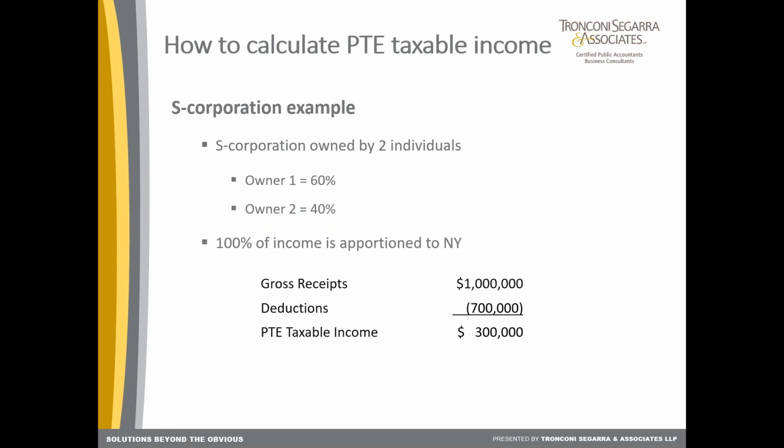All right, so our example here is showing an S corporation and that 100% of the income is apportioned to New York. You have two owners, one owns 60% and one owns 40%. There is no need to determine any residency rule status per guidance at this point. And this will be different for partnerships, which we'll talk about in the next couple of slides. So in this example, there is $300,000 in pass-through entity taxable income, by taking the receipts less the deductions. In later slides, we'll show you what will be due to New York and how the credit is calculated.